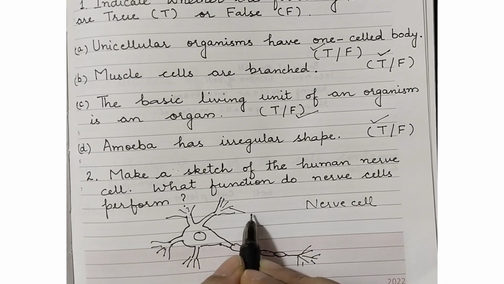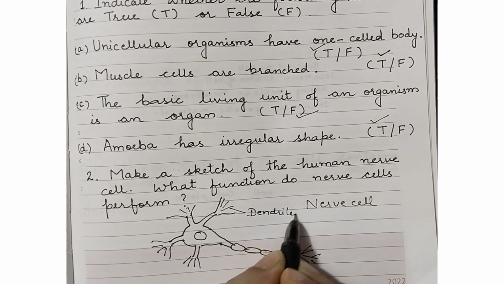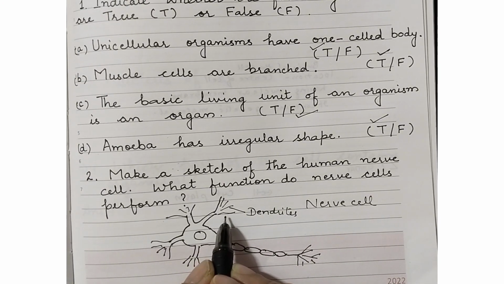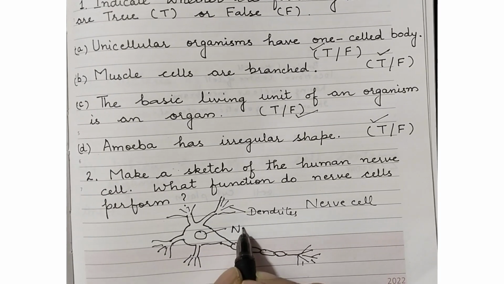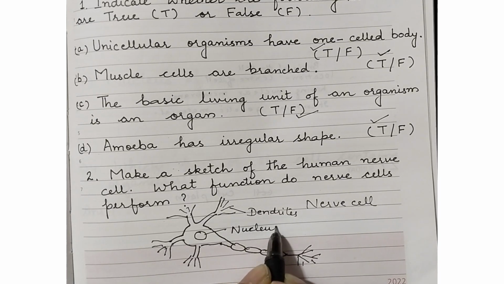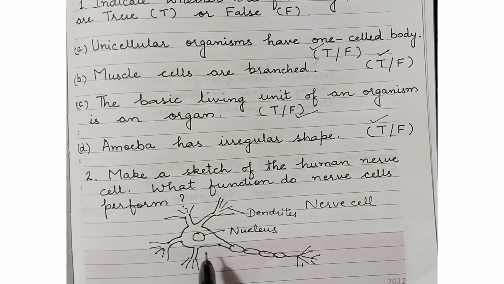These are the dendrites. Their function is to gather the information, to receive the information from the different parts of the body and pass this information to the nucleus of the cell. This is the nucleus, which is the control center of the cell. It contains genetic material also.